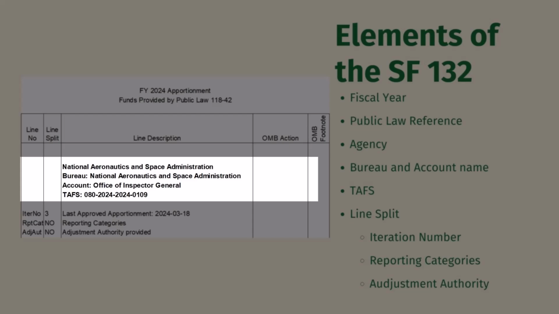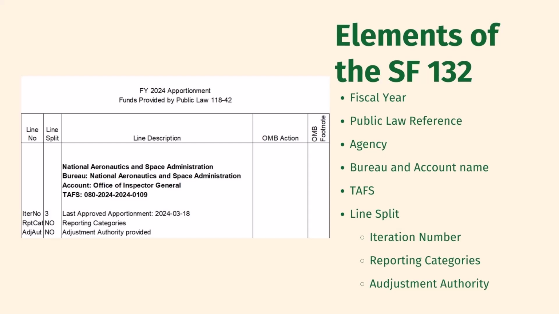Next is the TAFS, the Treasury Appropriation Fund Symbol. Think of this as the account number that Treasury uses to track specific pots of money. The TAFS has several parts. The first digits, in our example, 080, are NASA's agency identifier number. Treasury assigns each agency a unique code so they can track funds across the entire federal government.